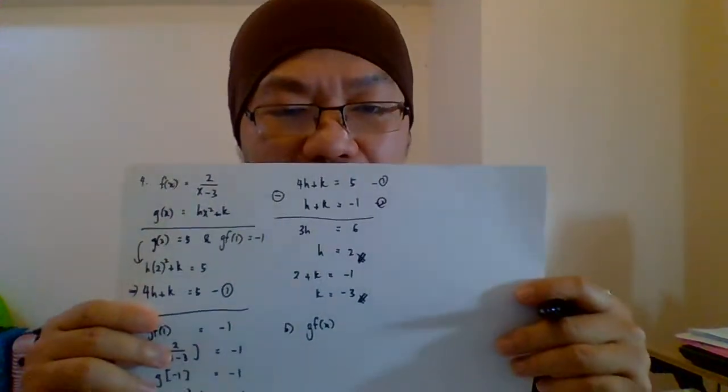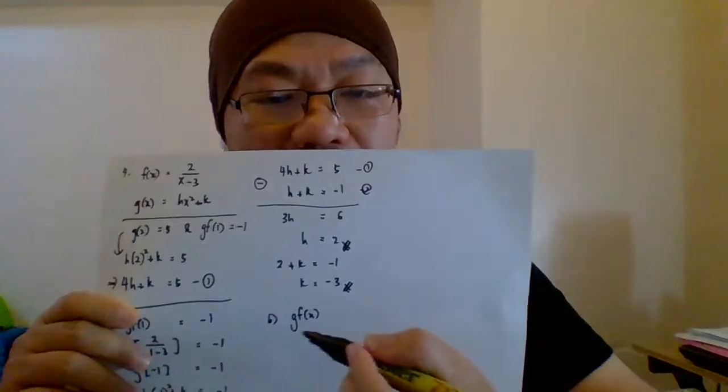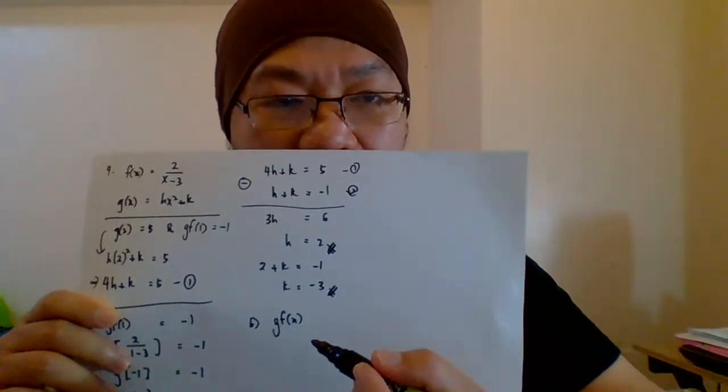Find the value. Express the gf. How to express gf? That means compose the function. We need to compose the function. Okay. So for question 4B, how to express the gf? That means find the gf(x). Actually, that's the question. Find the expression of gf. That means compose the function g and f.